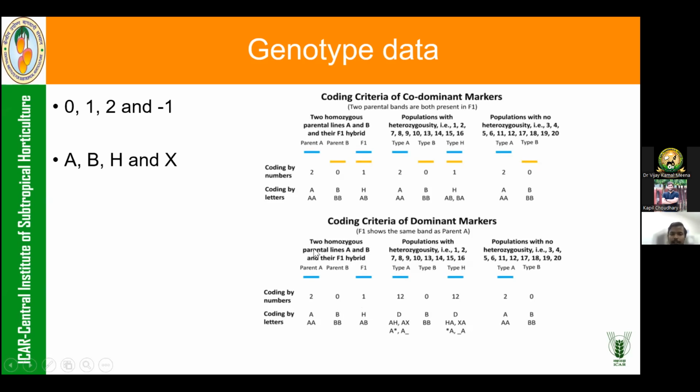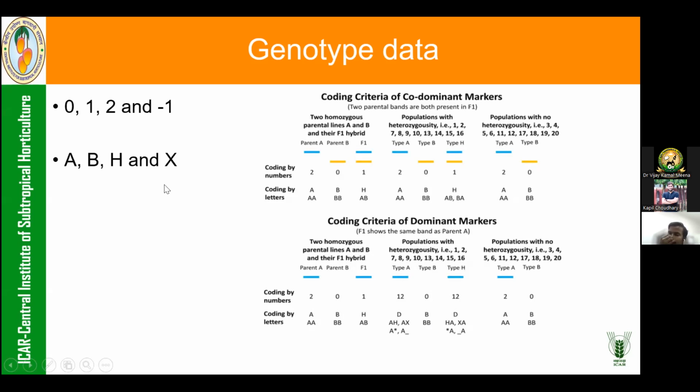But this is for the P1, P2, and F1. When you go for the F2 or RIL, you cannot differentiate between the P1 and H. So both are considered as 1, 2, and B type will be 0.